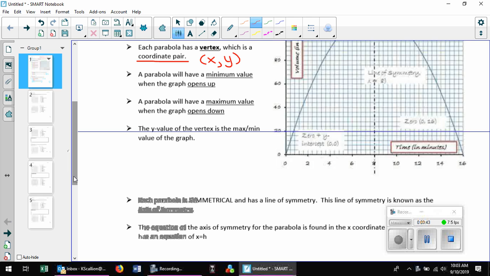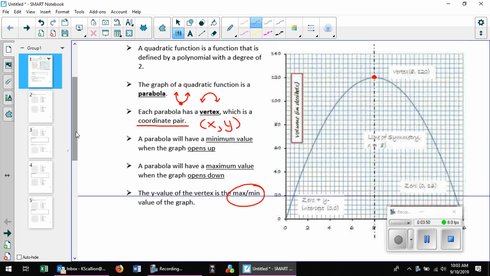And the y value of the vertex is either the max or min. So looking at this graph that I've given you right here, is this graph a max or a min? Max, right? So looking down, it hits a max. What's the maximum of this graph? 120. So I look to my vertex. The vertex is at 8 and 120. So the 120 represents my max value.